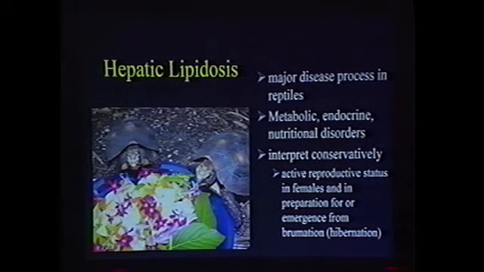Hepatic lipidosis can be a major disease process in reptiles. It is generally associated with metabolic, endocrine, or nutritional disorders. The interpretation of hepatic lipidosis should be made conservatively. Fatty change occurs in the liver of reptiles during active reproductive status when females are mobilizing fat for folliculogenesis, and fatty change occurs in the liver in preparation for or emerging from brumation or hibernation.